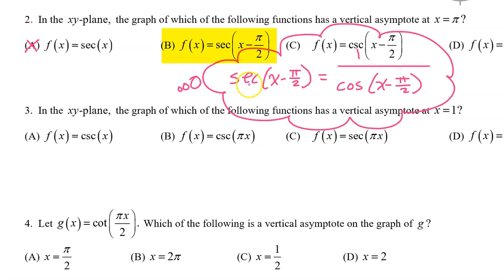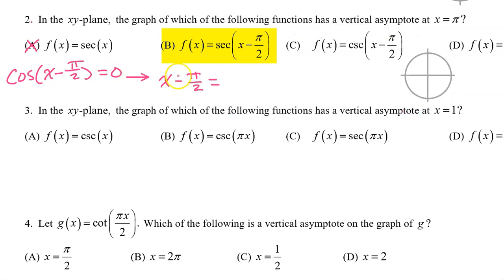So secant will have a vertical asymptote wherever the denominator cosine is equal to 0. So we can find the vertical asymptotes by setting the cosine of x minus pi over 2 equal to 0. First, we solve for x minus pi over 2 by asking ourselves the cosine of what is equal to 0. Cosine is the x value on the unit circle, and x values are equal to 0 here and here. So x minus pi over 2 will equal pi over 2 and 3 pi over 2.